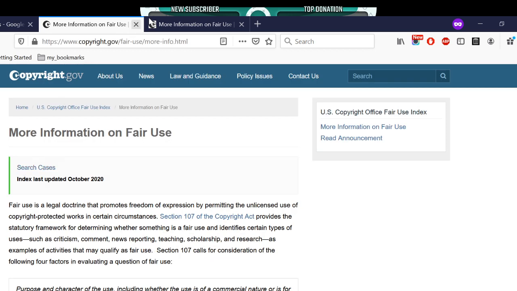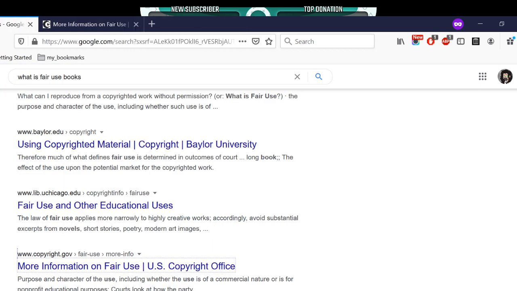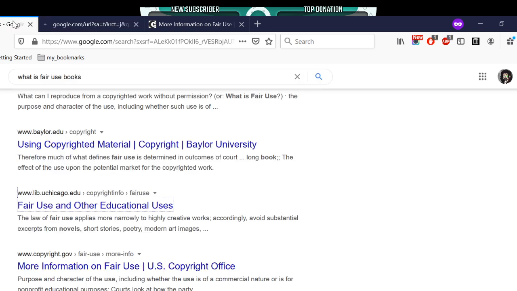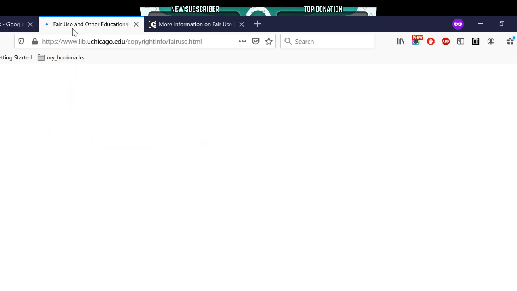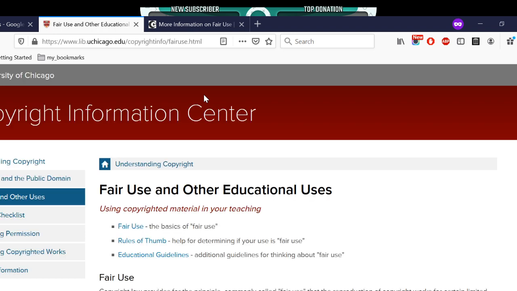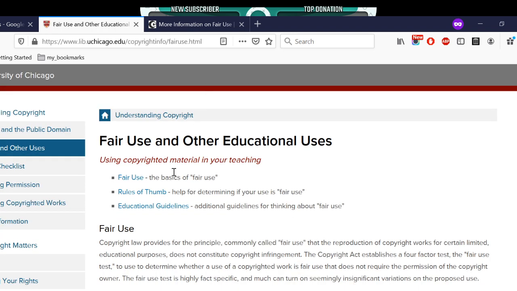Okay, so I'm going to close this out, and I'm going to go back to the UChicago source and see what it has to say. Okay, I like these headings. Fair use, the basics of fair use. I'm assuming that's going to be what we learned about from the copyright.org website that has those building blocks of what fair use is. So I would maybe be okay with skimming that or skipping it entirely.